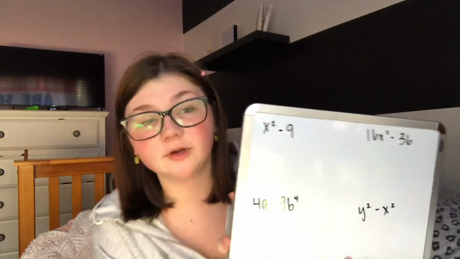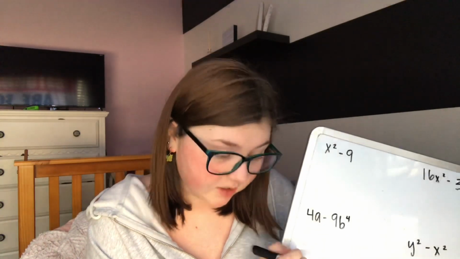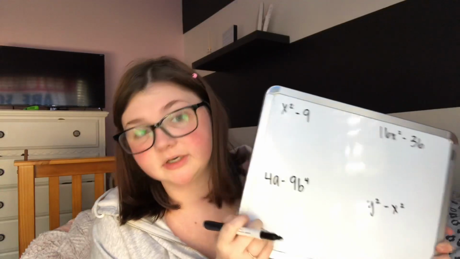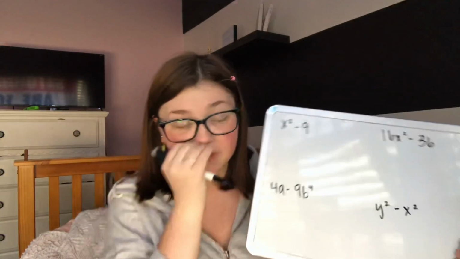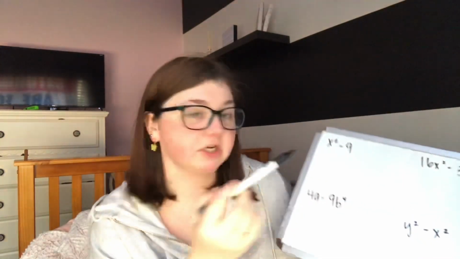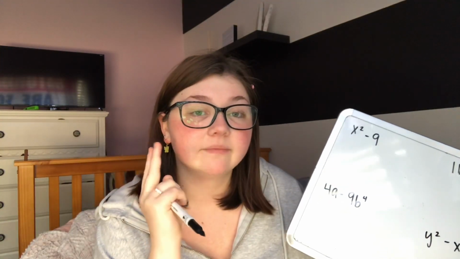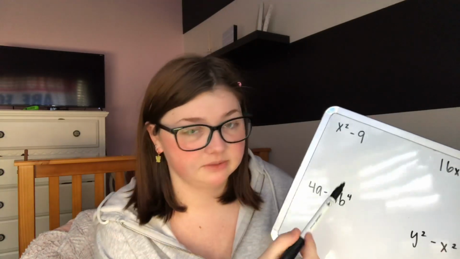All right, so now we are moving on to finding the difference of two squares. I have 4 problems up here, and the first one is x squared minus 9. When you're finding the two squares, you're trying to find two numbers. It's basically the square root of this number.